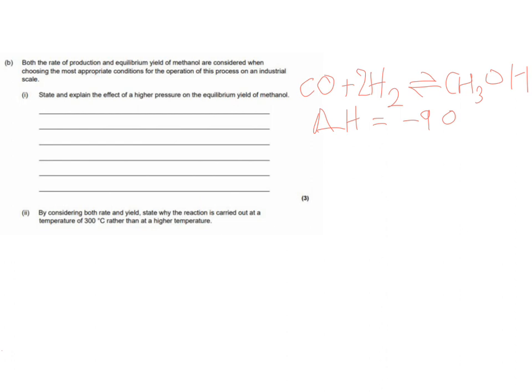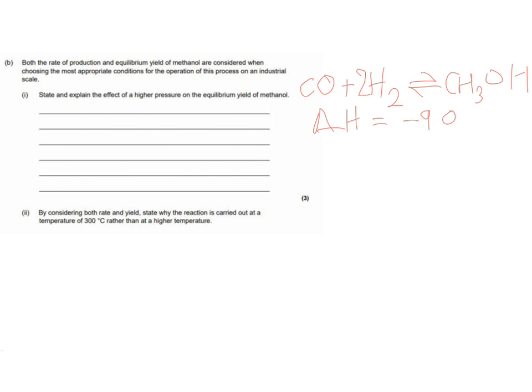Okay, so to answer the next part of this question, you need some information from the previous slide. So I've just copied that over. So you've got the reaction and you've got the enthalpy change. So delta H equals minus 90. So state and explain the effect of higher pressure on the equilibrium yield of methanol. So this is all about reversible reactions.